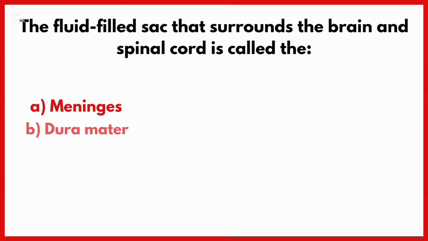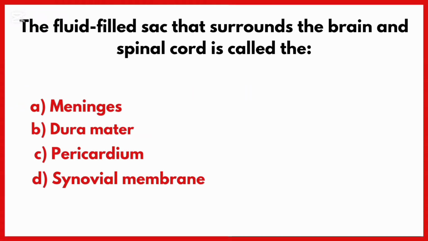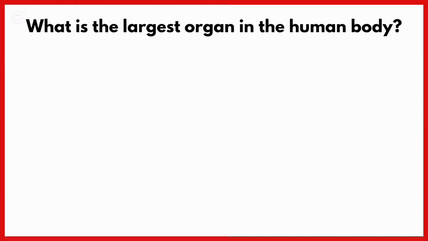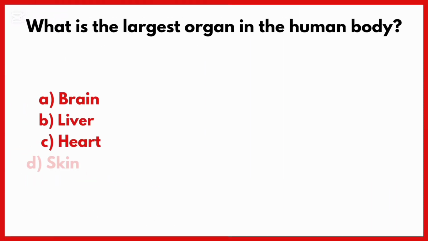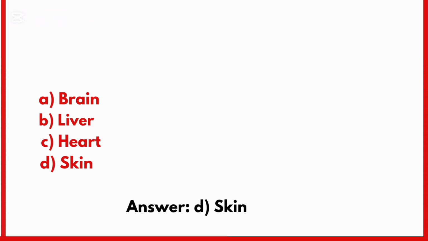The fluid-filled sac that surrounds the brain and spinal cord is called. Correct answer is option A, meninges. What is the largest organ in the human body? Correct answer is option D, skin.